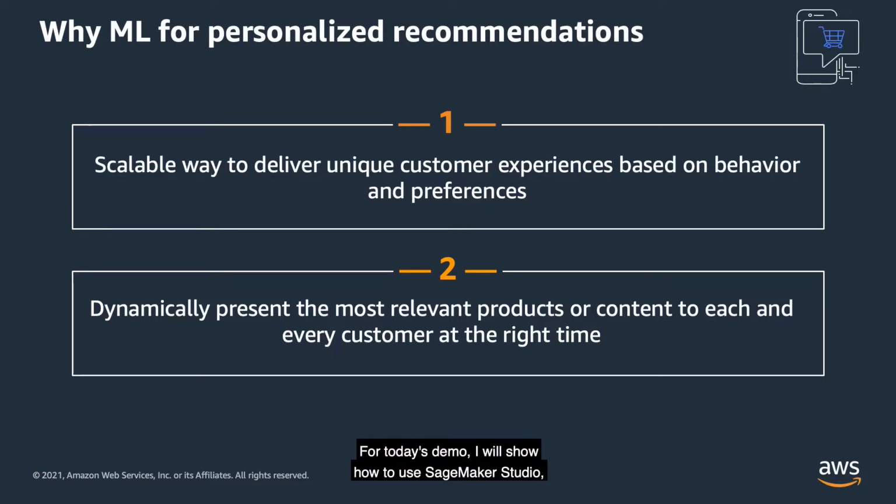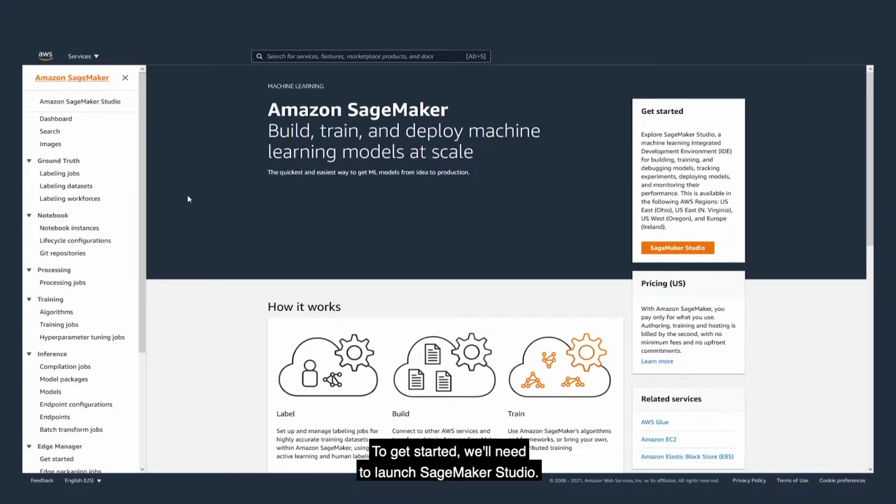For today's demo, I will show how to use SageMaker Studio, Lineage, Model Registry, and pipelines to build, train, and deploy a personalized recommendation engine using e-commerce data. This will be a great opportunity for data scientists and developers new to AWS and SageMaker Studio to explore some of the SageMaker features in action and be able to quickly create their own personal solutions to fit their business needs. To get started, we'll need to launch SageMaker Studio.